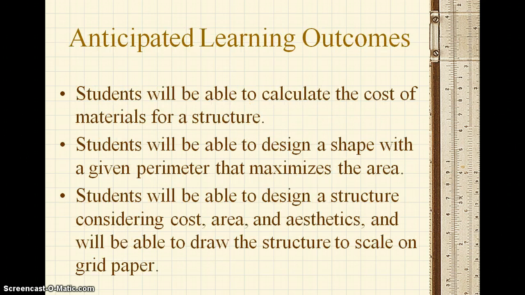The learning outcomes that I anticipate include not only the final learning outcome, but also intermediate skills that would be developed during the process. Students would be able to calculate the cost of materials for a structure. Students will also be able to design a shape with a given perimeter that maximizes the area within the shape, and students, of course, would be able to design a structure. They'd consider cost and area and aesthetics, and they would be able to draw the structure to scale on grid paper.